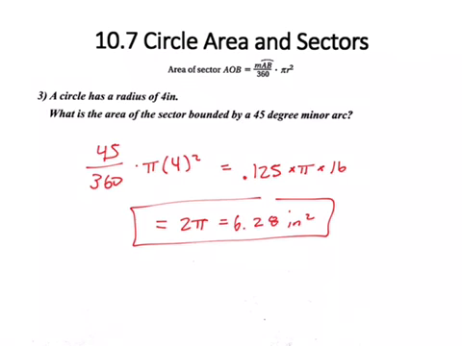So your setup should be 45 over 360 times pi times the radius of 4 squared. In the end, you end up with 2 pi, or 6.28 inches squared.